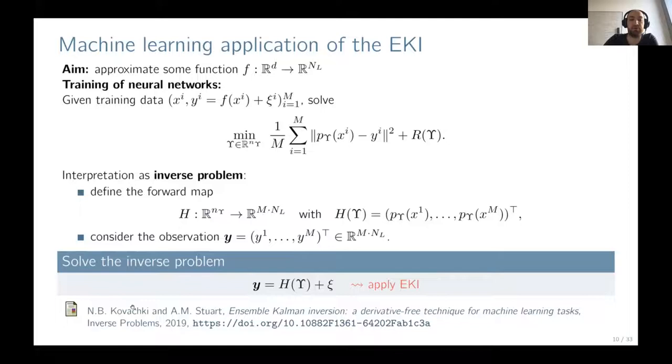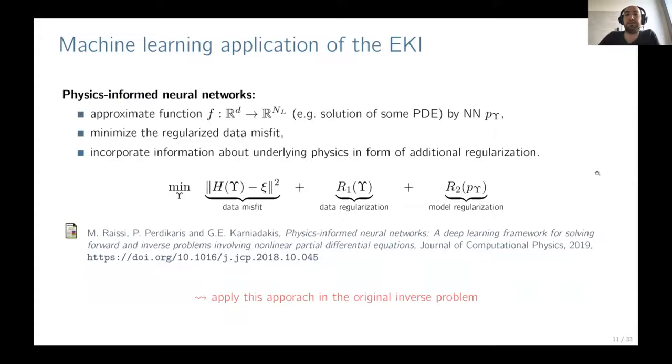But now the idea, what we had in mind, is to extend the training task of EKI to physics-informed neural networks in some sense. So in physics-informed neural networks, on the one side, you again want to approximate some function f through a neural network, but you want to incorporate the underlying physical model. So again, we have a regularized data misfit, which we want to minimize, but we incorporate some model regularization in some sense. And this can be drawn back to the original inverse problem.